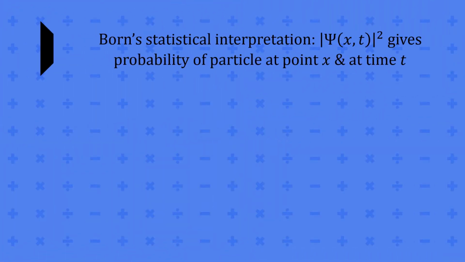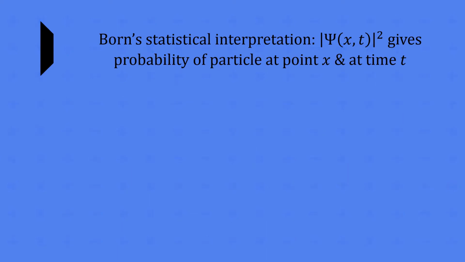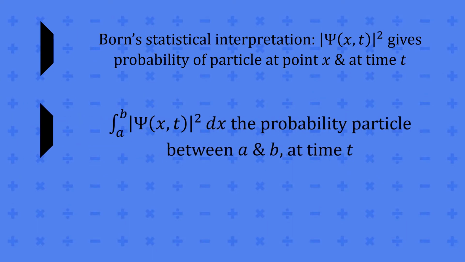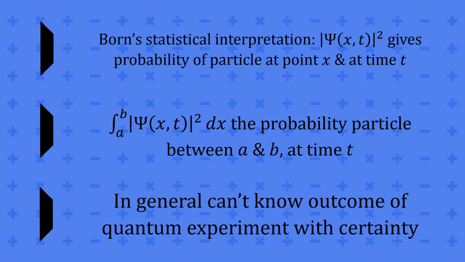Born's statistical interpretation says that the modulus squared of the wave function gives the probability of finding the particle at the point x and at the time t. More precisely, the integral from a to b of the modulus of the wave function squared is the probability of finding the particle between a and b at time t.